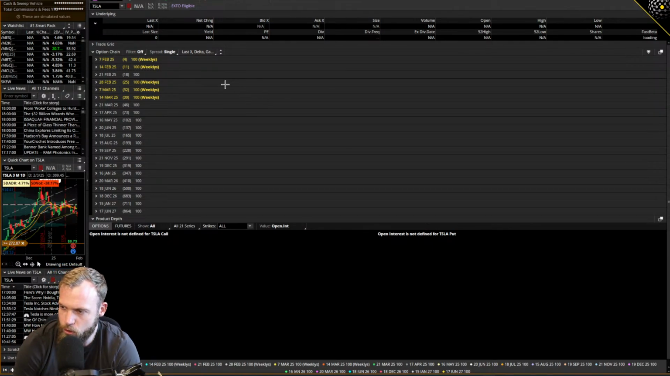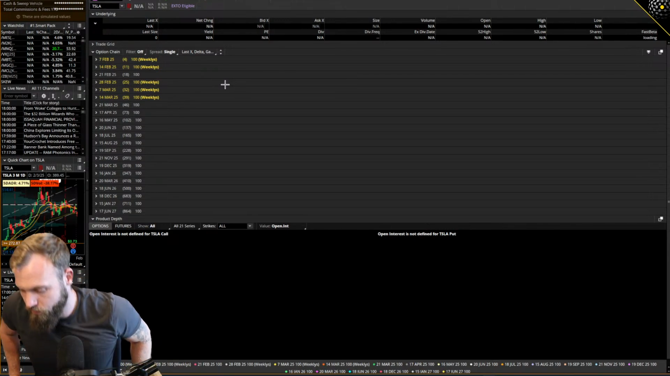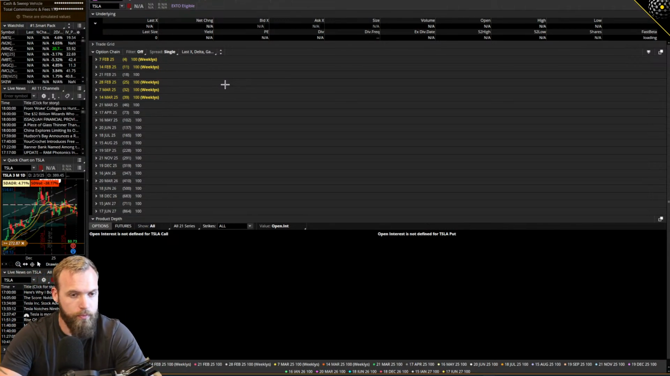Reese says, I never heard you mention it since it happened today. Does quad witching have tradable effects? Definitely. It certainly does.